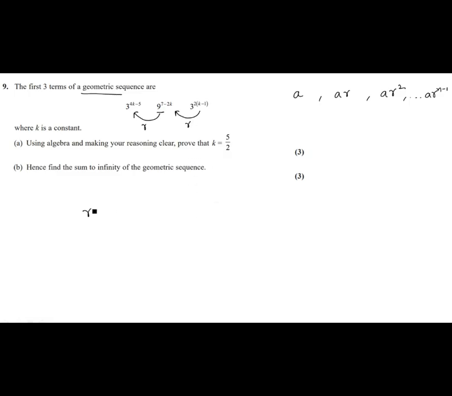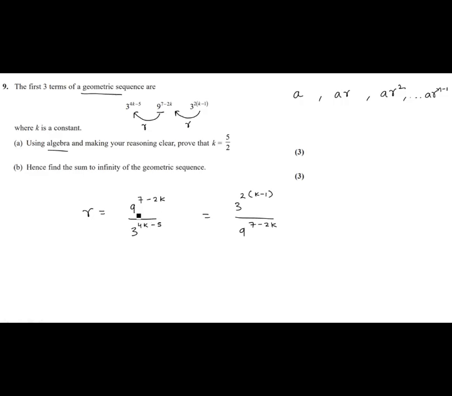So let's say the common ratio r in this case will be given by 9 to the power 7 minus 2k over 3 to the power 4k minus 5, and this will be the same as 3 to the power 2 times k minus 1 divided by 9 to the power 7 minus 2k. There may be a simple way to figure out why k is 5 over 2, but we have to prove that using algebra as well.